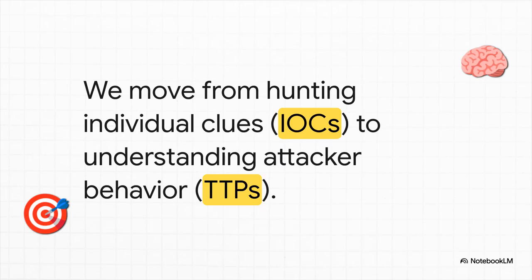We're moving away from hunting for what we call indicators of compromise, or IOCs. Think of those as file names and hashes, things that are super easy for an attacker to change. Instead, we focus on understanding their tactics, techniques, and procedures, or TTPs. This is their behavior, and that's much more consistent.